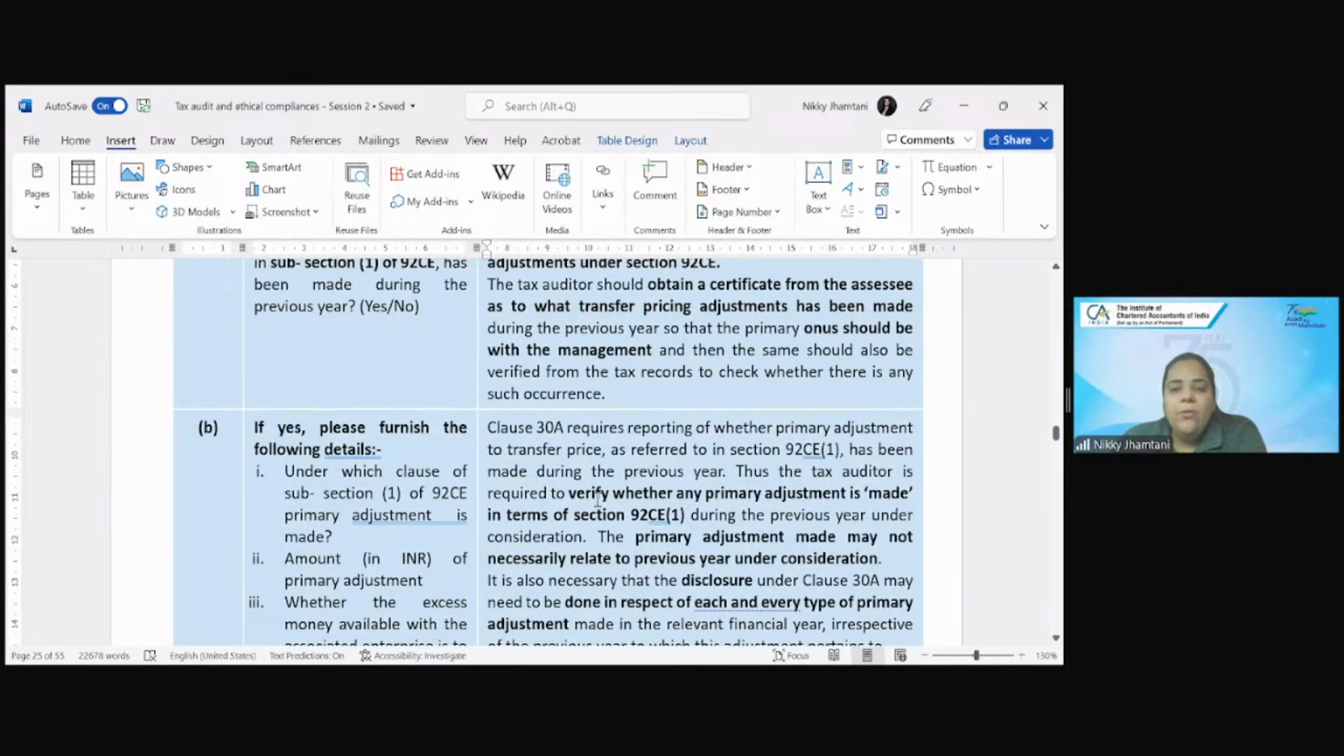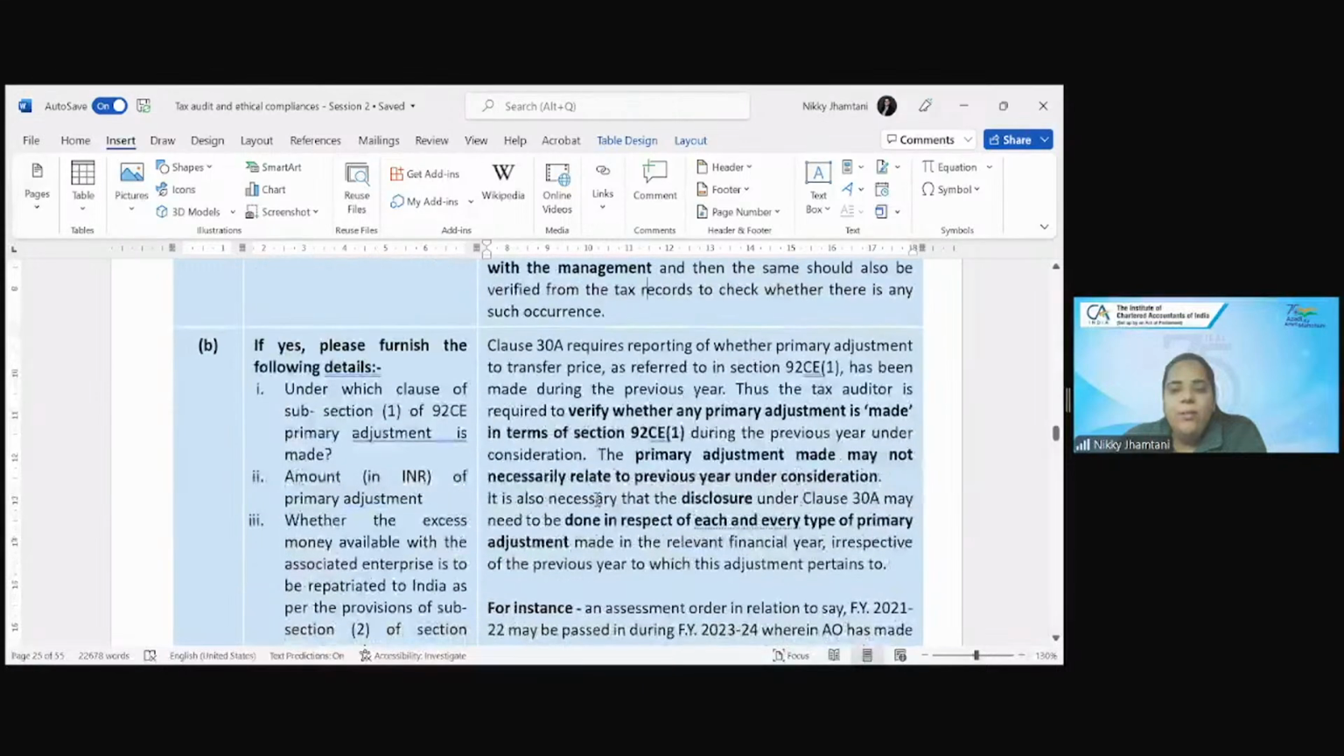So clause 30A requires reporting of whether a primary adjustment to transfer price as referred to in 92CE(1) has been made during the previous year. Thus, the tax auditor is required to verify whether any primary adjustment is made in terms of 92CE(1) during the previous year under consideration. The primary adjustment made may not necessarily relate to the previous year under consideration. It is also necessary that the disclosure under 30A may need to be done in respect of each and every type of primary adjustment made in the relevant financial year, irrespective of the previous year to which this adjustment pertains.